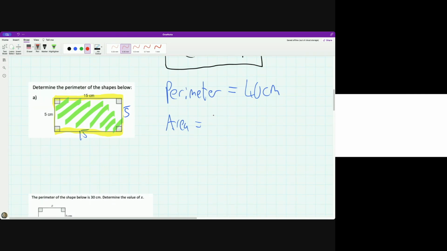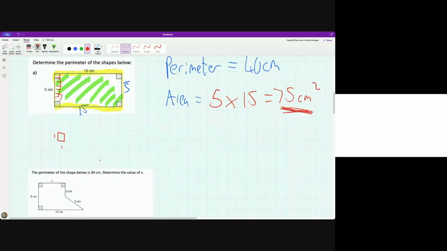So the area is length times breadth, or 5 times 15, and you get 75 centimeters squared. Now, what's important is the units are different for area than perimeter. What this literally means is there are 75 little squares that will fit inside this rectangle. So 75 centimeters squared, there are 75 1 centimeter by 1 centimeter squares that fit in here. Important to notice the difference in units.